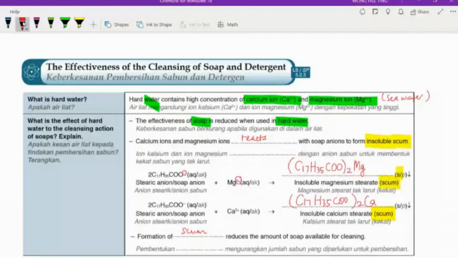Okay, and then this scum will form and stick on the cloth because it's solid. So it sticks there, and you will see a lot of white solid on your cloth. The cloth becomes very ugly and very hard because of the scum. So meaning that in hard water, the soap is not effective.